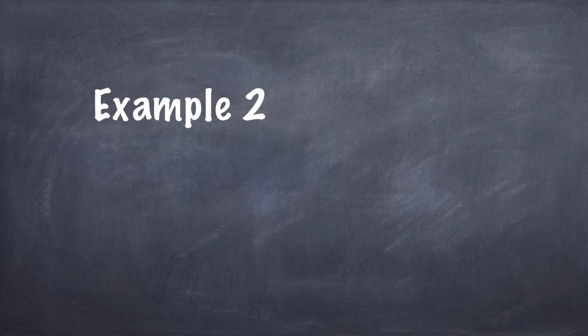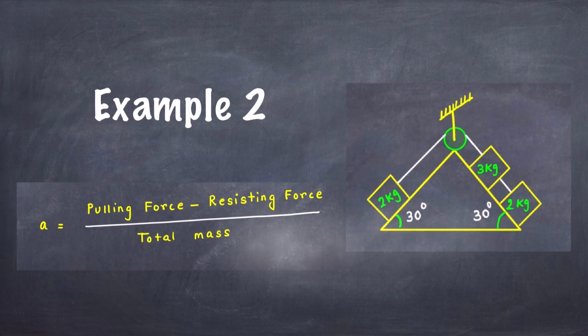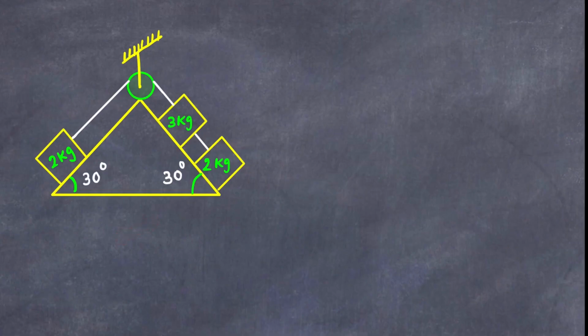So proceeding on to the second example, we'll see how with the help of our formula we can find the acceleration of this system in a matter of seconds. Here in this figure again you can see that there are 3 blocks. One of mass 2 kg, one of mass 3 kg and the other one of mass 2 kg. The 2 kg mass and the 3 kg mass are connected by a single string which passes over the pulley, and the 3 kg mass and the 2 kg mass are connected by this single string.